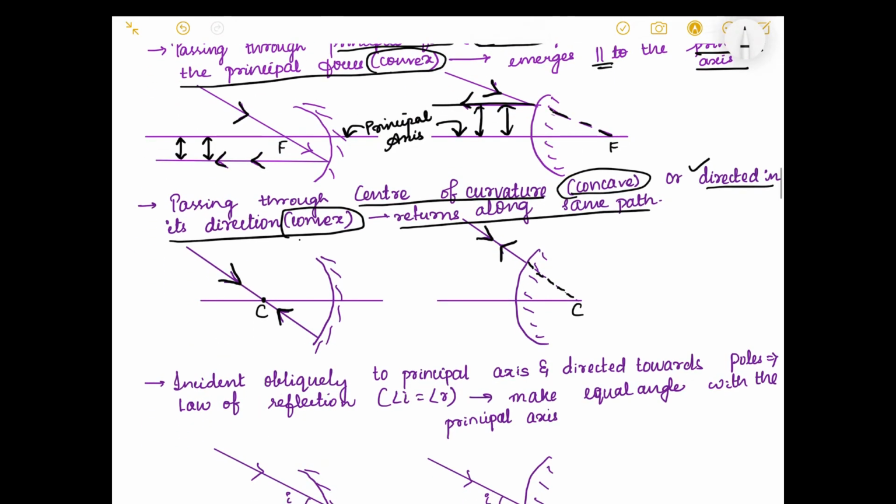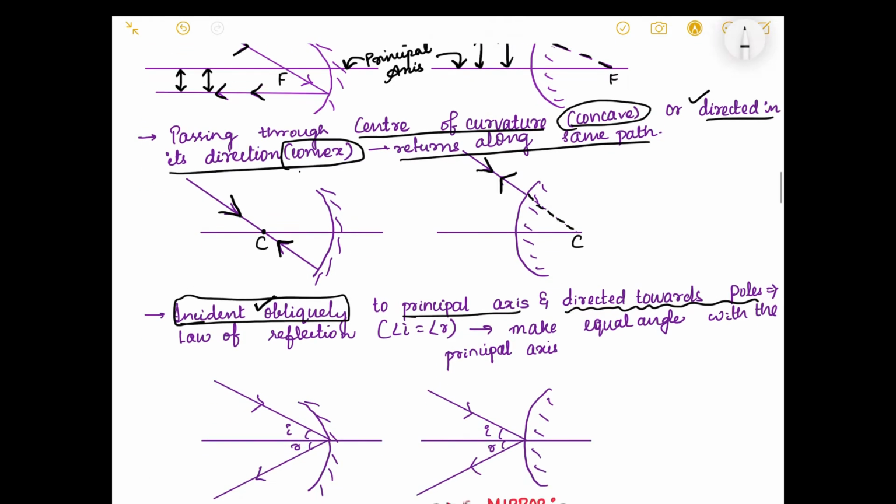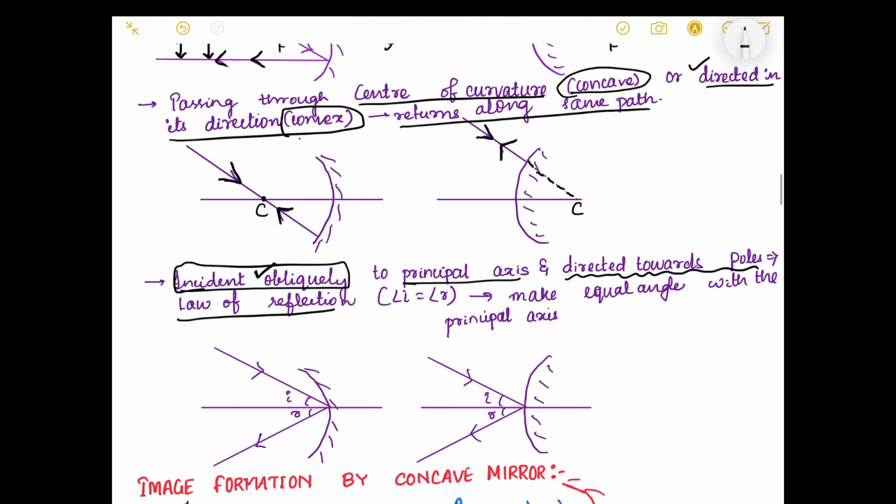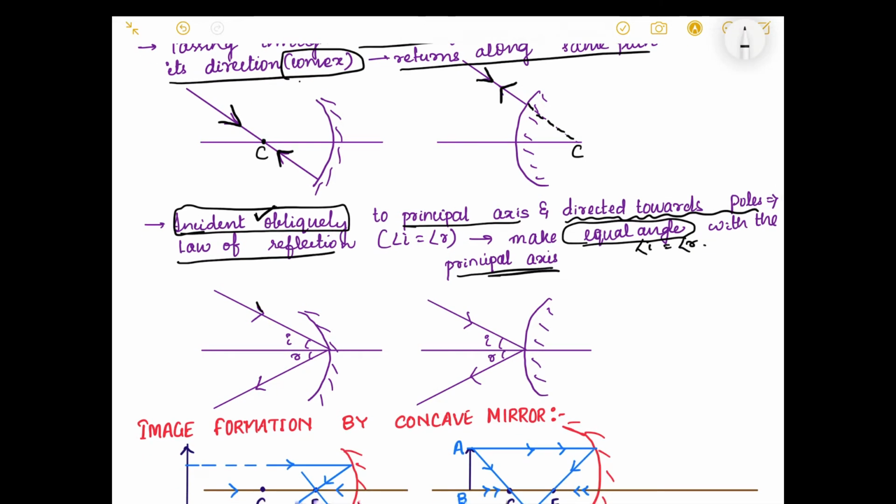So now let us consider another ray. Suppose a ray is incident obliquely. Obliquely means that a ray makes a certain angle. So if this ray is incident obliquely to the principal axis and it is directed towards the pole, then the laws of reflection will apply. That is, angle I is equal to angle R, and the reflected light makes an equal angle with the principal axis.